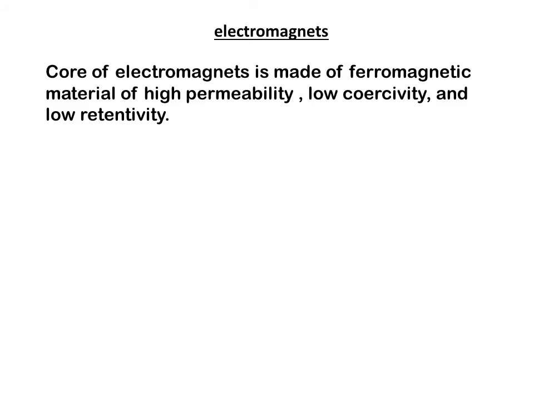Next we are going to study about electromagnets. They are magnets which retain their magnetic property only when current is passed around them. The core of electromagnets is made of ferromagnetic materials of high permeability, low coercivity and low retentivity. High permeability is needed to magnetize the material quickly. Low coercivity is needed because the magnetization must get destroyed when the applied magnetic field is zero or when the current is switched off, and low retentivity is needed.